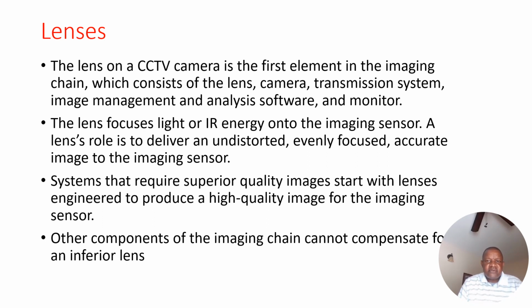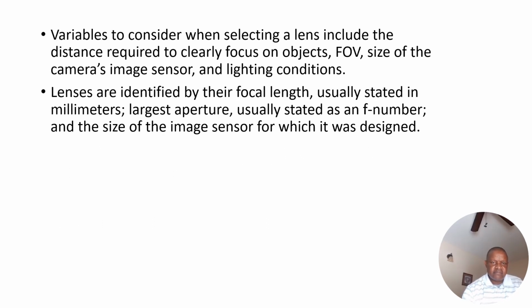Systems that require superior quality images start with lenses engineered to produce a high quality image for the imaging sensor. Other components of the imaging chain cannot compensate for an inferior lens. So the lens is very important. Variables to consider when selecting a lens include the distance required to clearly focus on objects, field of view, size of the camera's image sensor, and lighting conditions.